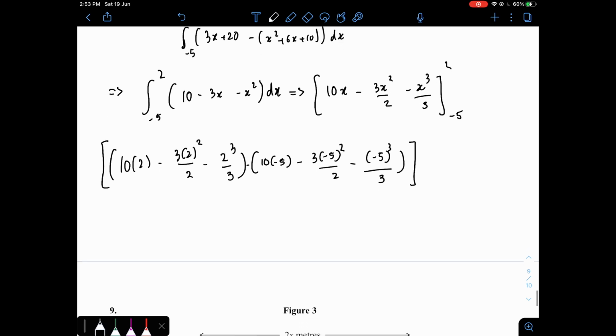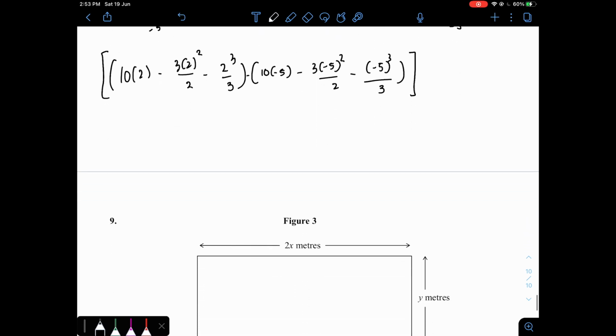And then this is a very important step. You have to show this part. This is 34 over 3 take away the bracket, so that will be negative 275 all over 6.